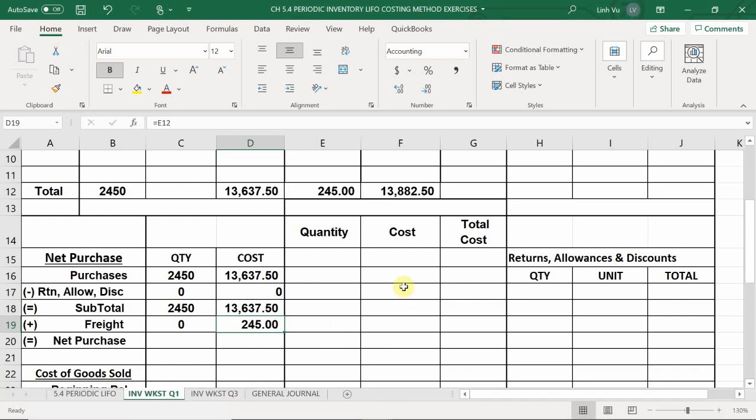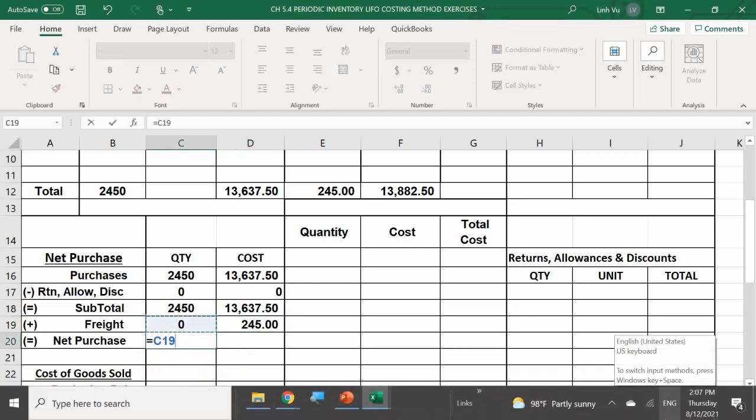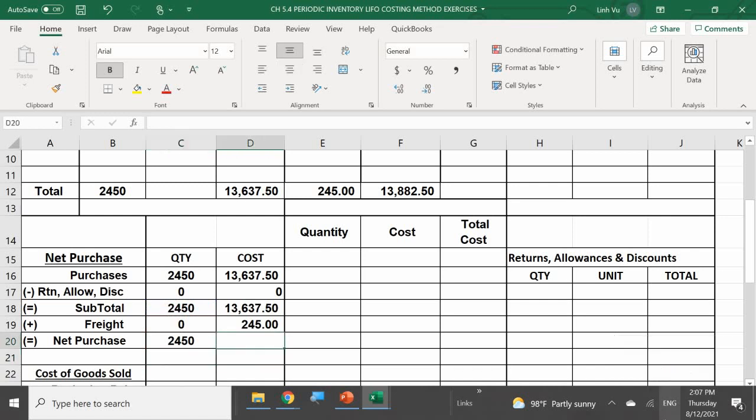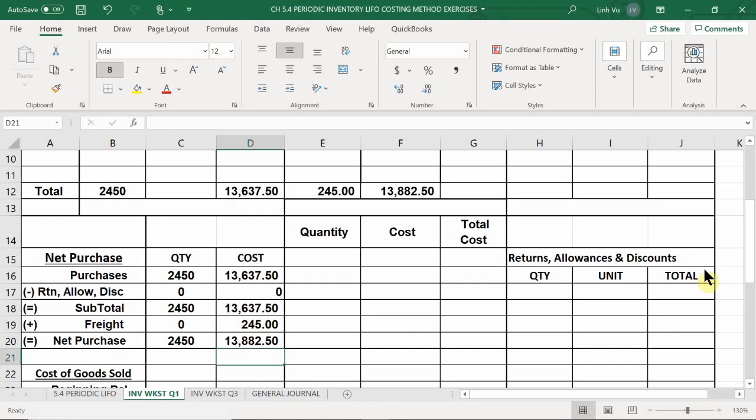So now we've got to figure out what our total net purchases are, right? Because we have to add these two numbers together, right? So 2,450 plus 0 gives you 2,450, right? In this case, my $13,637.50 plus my freight will give me a grand total of $13,882.50. Okay. So that's my total net purchases.